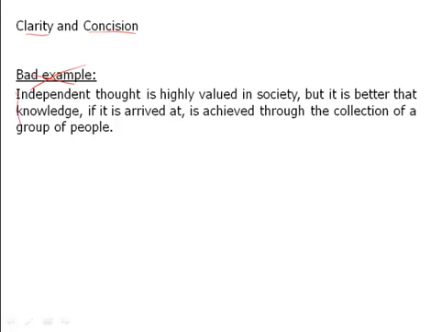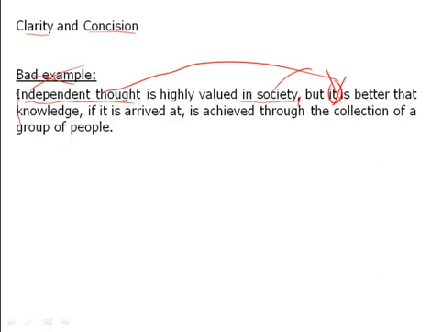It says here, "Independent thought is highly valued in society, but it is better that knowledge, if it is arrived at, is achieved through the collection of a group of people." Okay, so we're going to take this apart. What exactly is it saying? Well, it's saying independent thought is highly valued in society. So far, so good. But it is better than knowledge. Well, what is it? Society. Oh, I see, independent thought. But independent thought is better than knowledge. Wait, no, that doesn't make sense. So right off you can see, oh, this sentence is heading downhill.